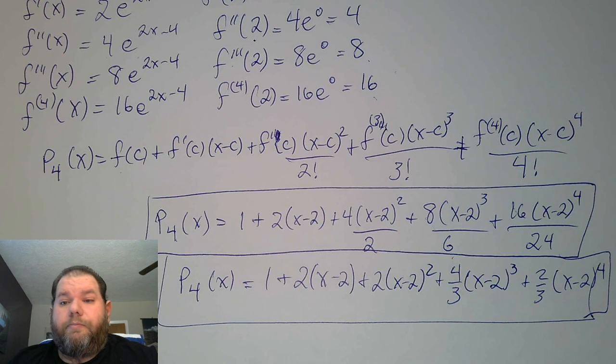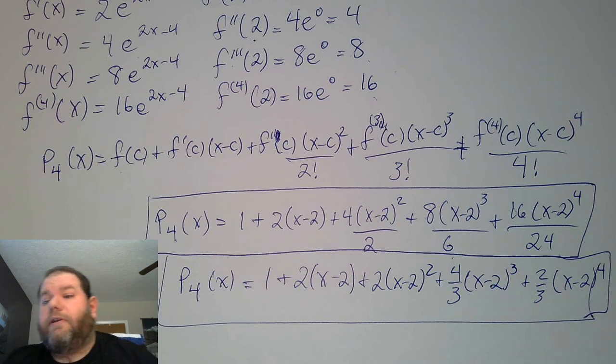And now, the other part of the question is test the accuracy. We'll find P4 of 2.5, which should approximate the value of e to the first, if we've done it correctly.